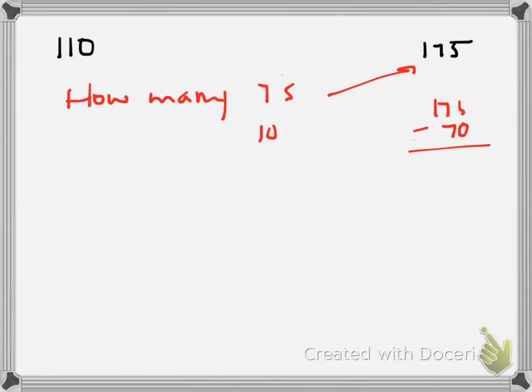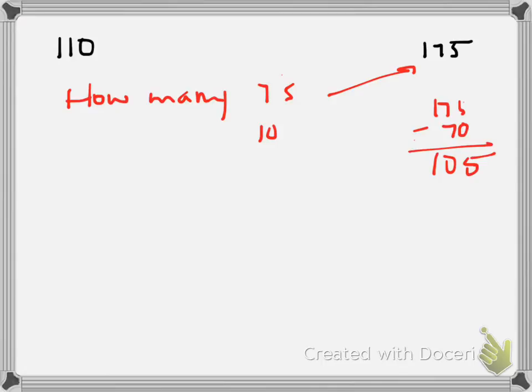So then I ask myself the question again. I say, well, how many 7s are in 175? Let's say, I don't know, let's say I know 10 again. Okay, so I'm going to say 10. That's going to be my guess. So 175 minus the 70 that I have right here gives me 105.